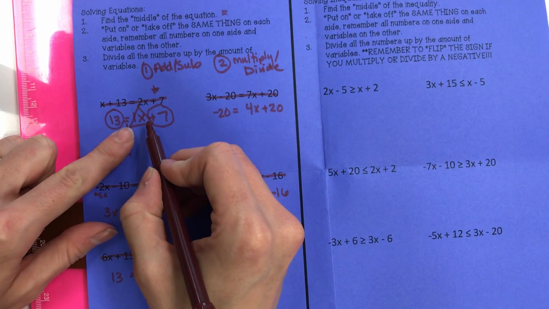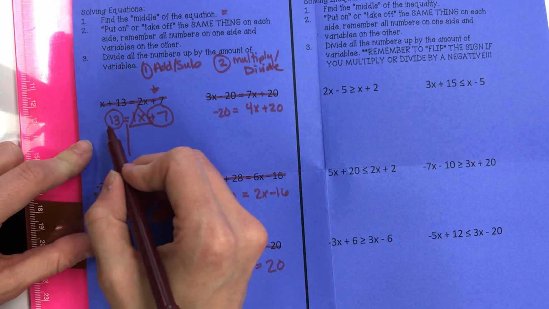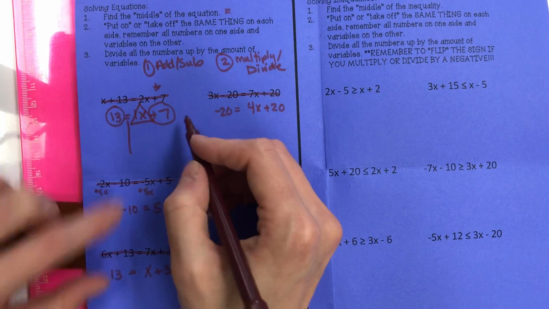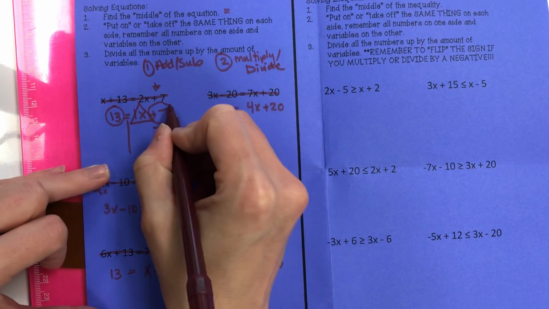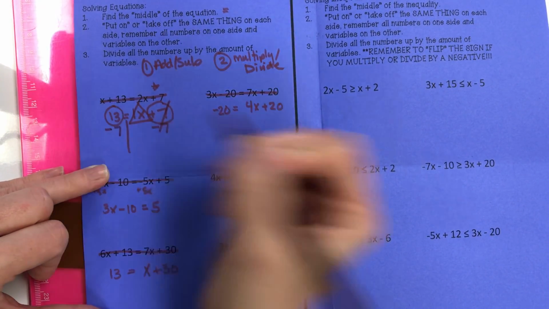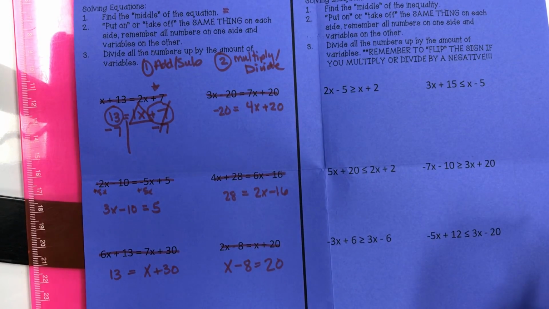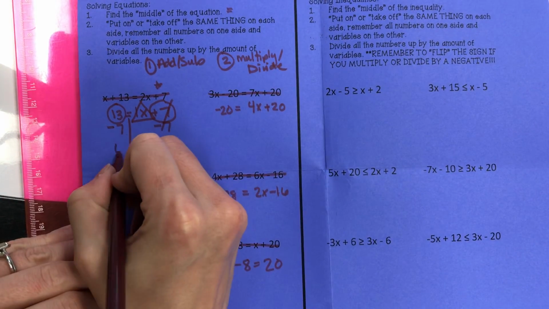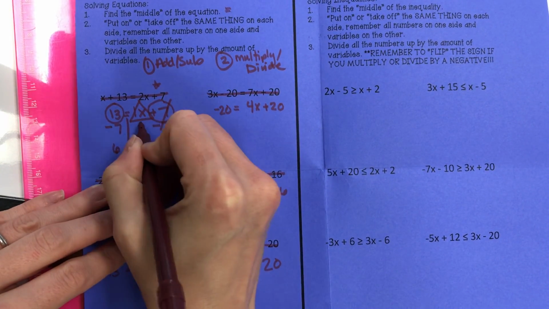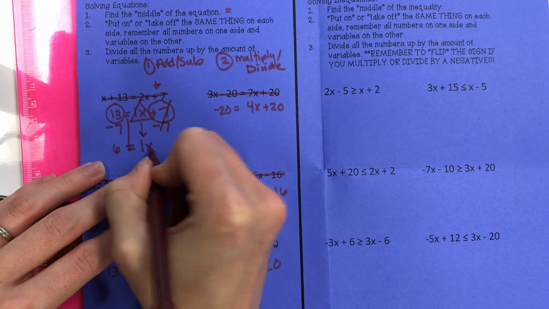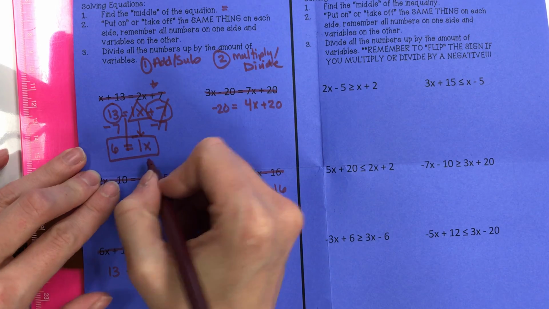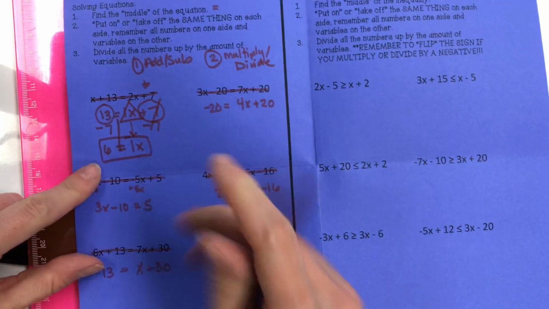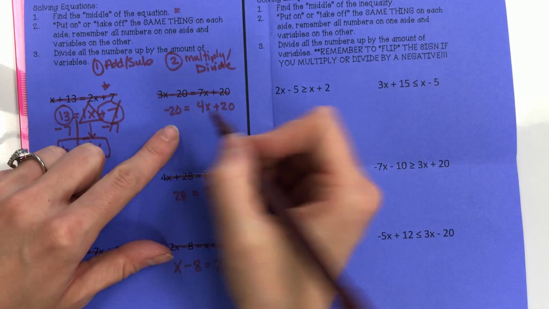And I can't get rid of that 1x because there's no variable over here to combine it with. So I have to get rid of 7. And since it says plus 7, I'm going to do the opposite to get rid of it and say minus 7. So 13 minus 7 gives me 6. And then I'm going to bring down that 1x. That's it. Technically, your last step would be to divide by 1, but 6 divided by 1 is going to be 6. Okay, next equation.